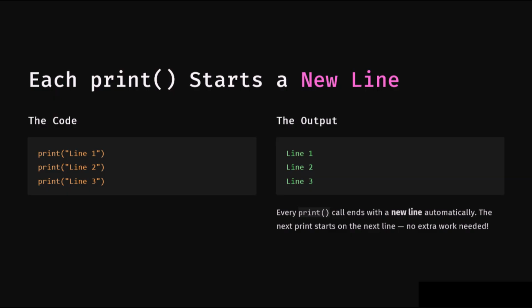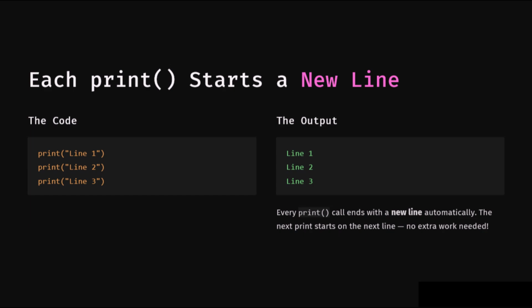Each print starts a new line. Another important behavior to understand is how Python organizes your output vertically. By default, each print call starts a new line. Take a look at the code section on the left. We have 3 separate print statements written one after another. Now look at the output on the right. You'll notice that line 1, line 2, and line 3 aren't bunched together on a single row. Instead, they are stacked perfectly.